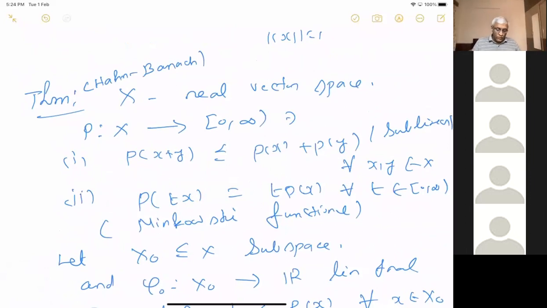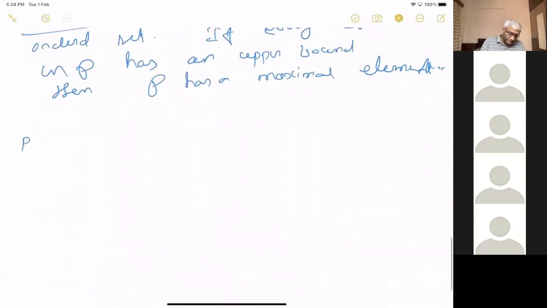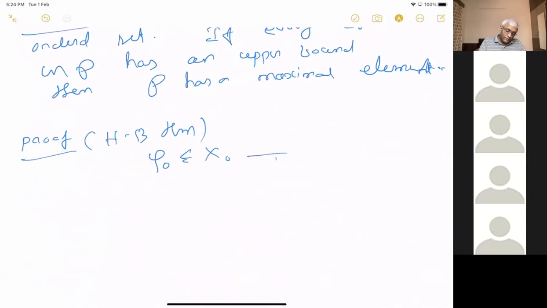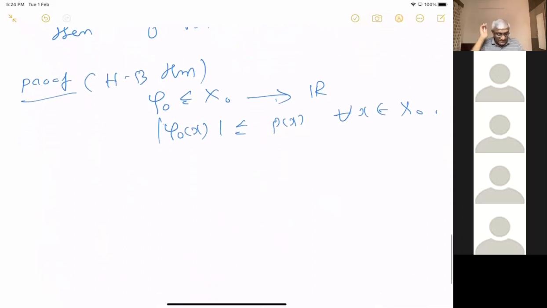Okay, so that's the proof of the Hahn-Banach theorem. So we have a phi naught defined from x naught to the real line, a linear functional, with |phi naught(x)| less than p(x) for all x in x naught. So we want to use Zorn's lemma to prove this. This theorem is essentially Zorn's lemma.